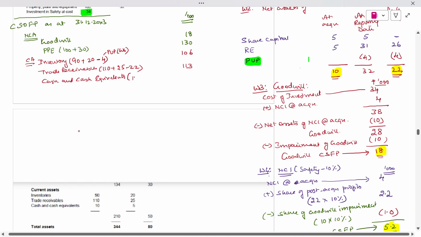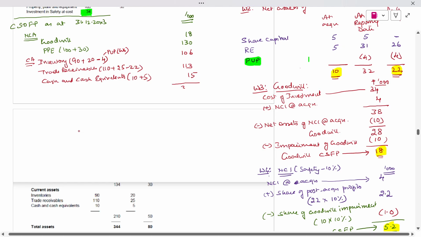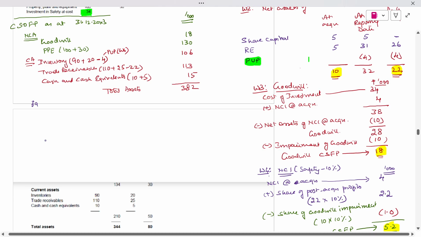How much is the cash equivalent? 10 plus 5. We don't have cash in transit here. Is it right? How much is the total? 18 plus 130 plus 106 plus 113 plus 15 is 382. Good. This is the total assets. Is it okay? Yes. Equity and liabilities.